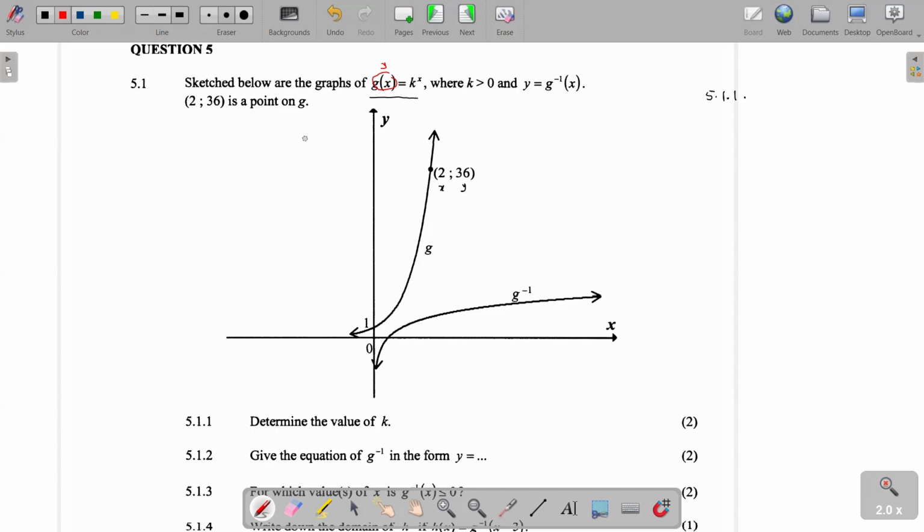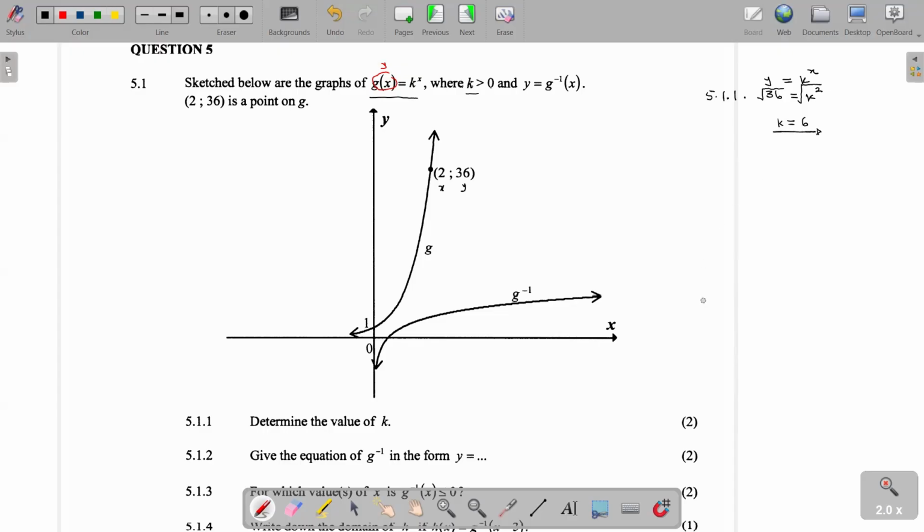So it simply means that 36 is equal to, we are saying y is equal to k to the power x. So 36 is equal to k to the power 2. Then to solve that, we are going to get the square root both sides. But we are not going to put plus or minus, because we are already told that k is positive. k is greater than 0. So we can therefore conclude that k is equal to the square root of 36, which is equal to 6.